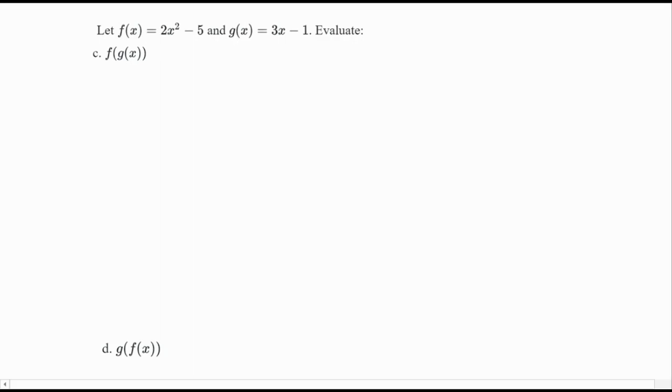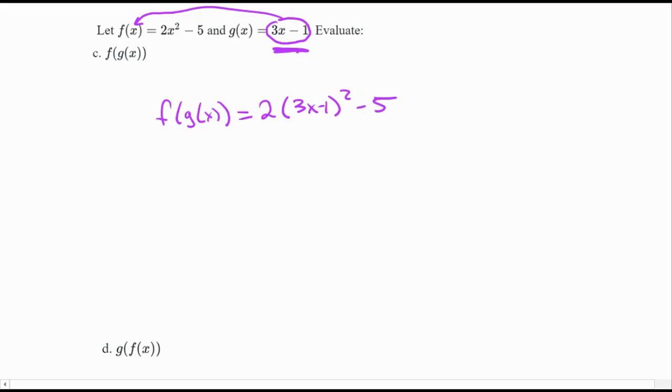So now we got f of g of x. When we're plugging this in, I'm going to take all of this g of x and plug it in for x. What that's going to look like is f of g of x equals 2, and then where the x is at, I'm going to put this whole thing here: 3x minus 1 squared, minus 5.